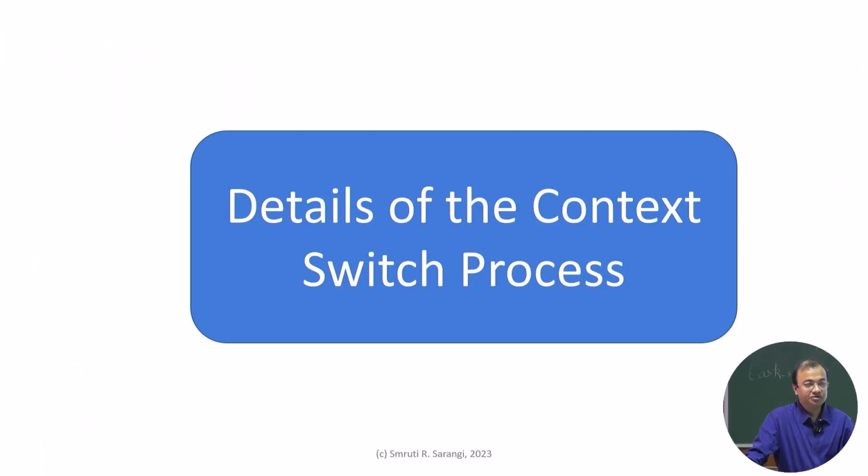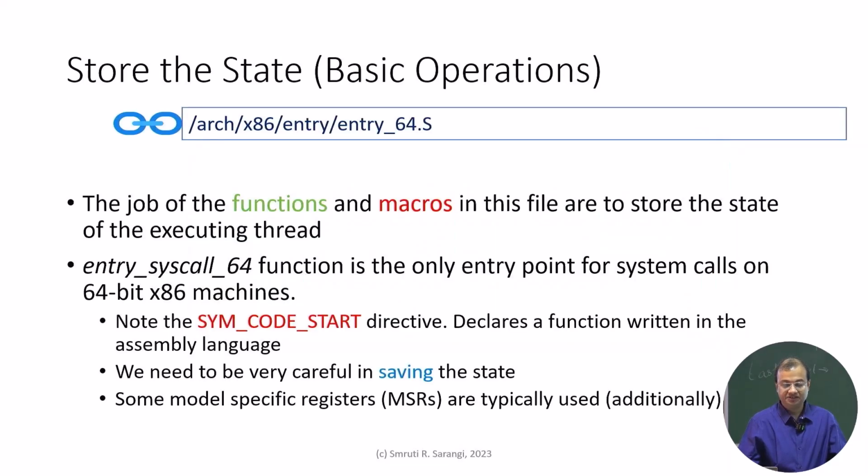So now that we have looked at the broad contours of our overall solution, let's focus on the details. So the details are like this. You can go to this arch x86 entry_64 assembly file, because the moment we are looking at system calls or interrupts, these are coded in assembly. And the first thing, obviously, is to store the state of the program that was just interrupted.